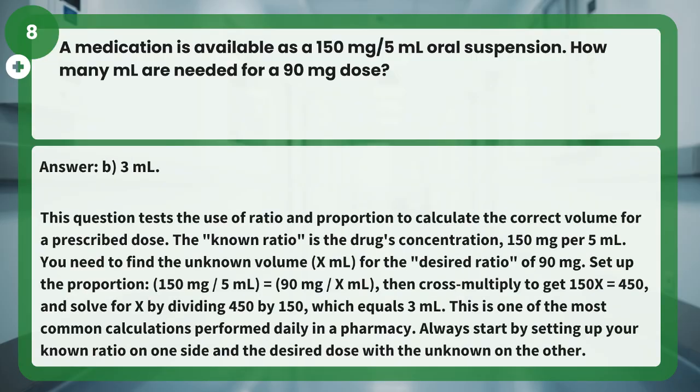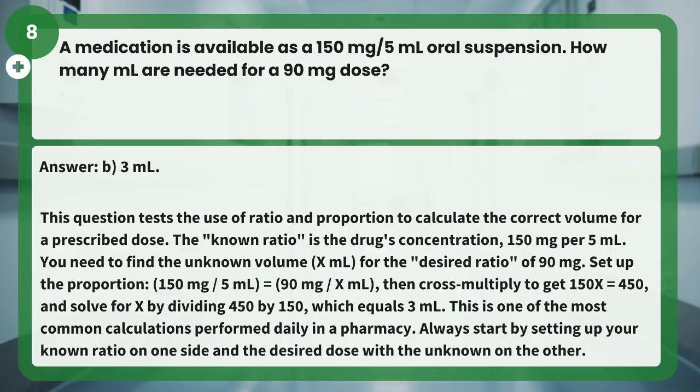Answer: B. 3 milliliters. This question tests the use of ratio and proportion to calculate the correct volume for a prescribed dose. The known ratio is the drug's concentration, 150 mg per 5 milliliters. You need to find the unknown volume, x ml, for the desired ratio of 90 mg. Set up the proportion, 150 mg/5 milliliters equals 90 mg/x ml, then cross-multiply to get 150x equals 450, and solve for x by dividing 450 by 150, which equals 3 milliliters.